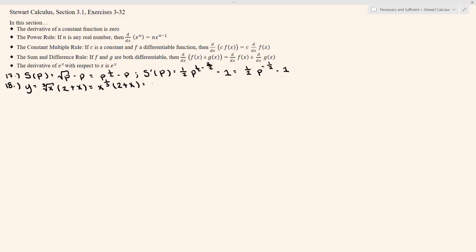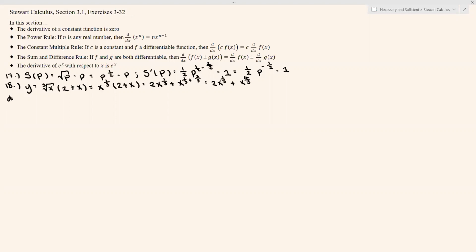And if we distribute, this is 2x to the 1/3 plus x to the 1/3 times x. So we're going to add 1 plus 1, which is plus 3 over 3. So this is 2x to the 1/3 plus x to the 4/3.